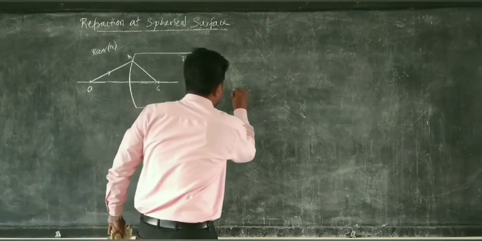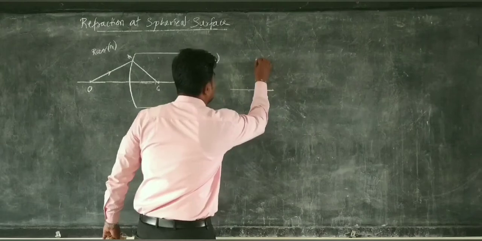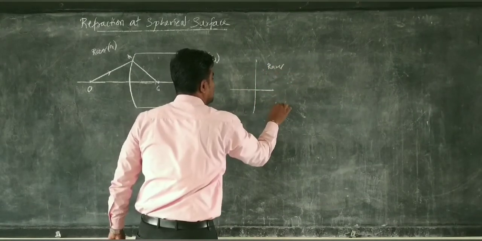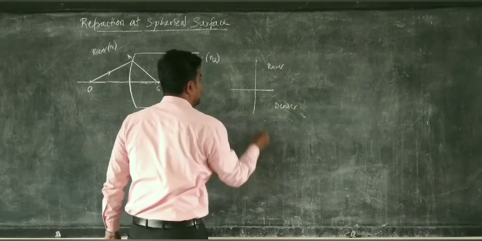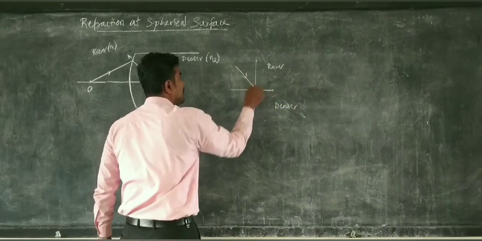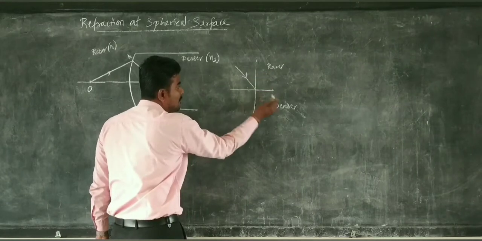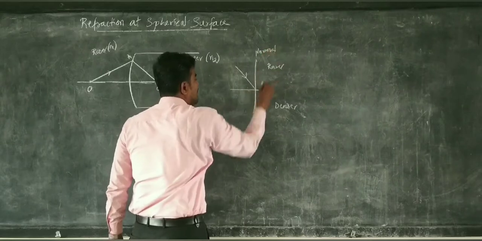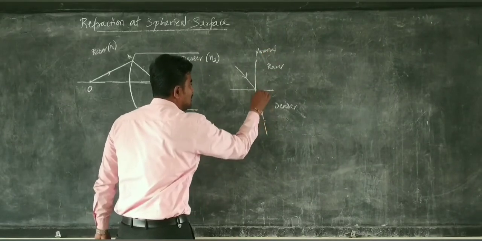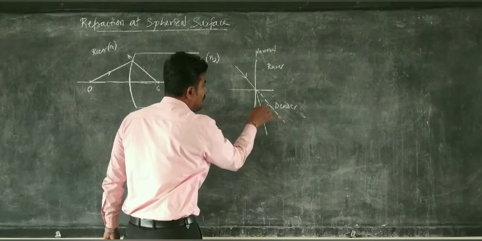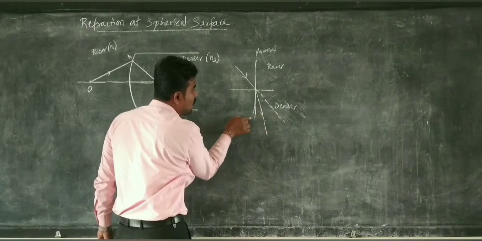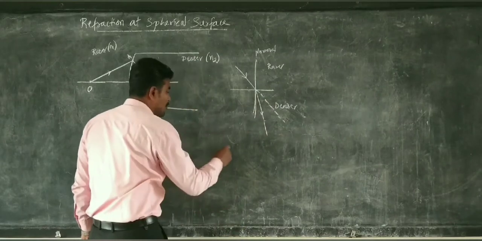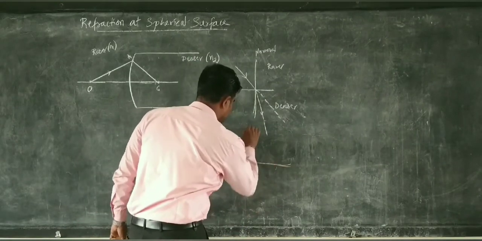As you can see here, this is the normal. If this is rarer medium and this is denser medium, optically rarer and denser medium, and this is the incident ray, if it is traveling from rarer to denser, it will bend towards the normal. This is the normal, and the ray will bend towards the normal like this. This is the actual path. From its actual path, it will deviate towards the normal when it travels from rarer to denser.